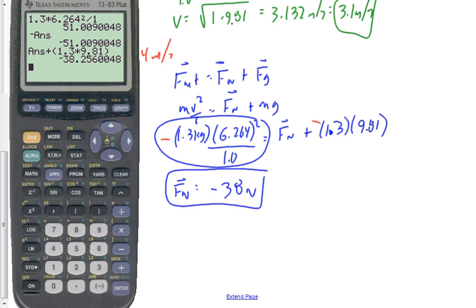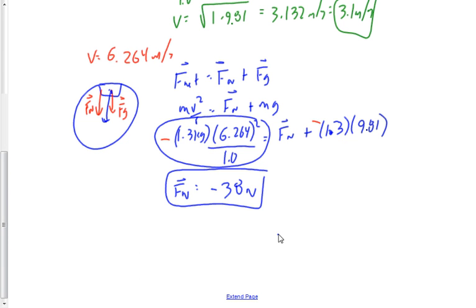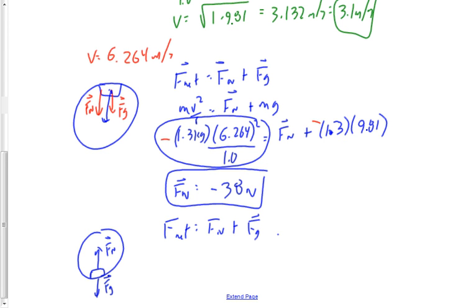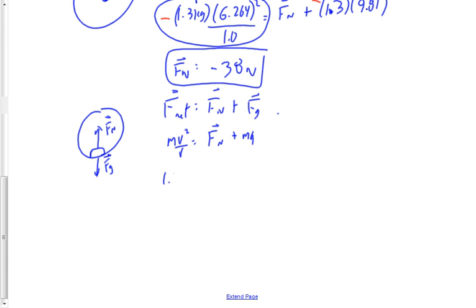Yep. Finally, we want to find the tension in it at the bottom. Normal force acts up. Gravity acts down. F net is equal to Fn plus Fg. mv squared over r is equal to Fn plus mg. Mass is 1.3. Speed, 6.264. R, 1.